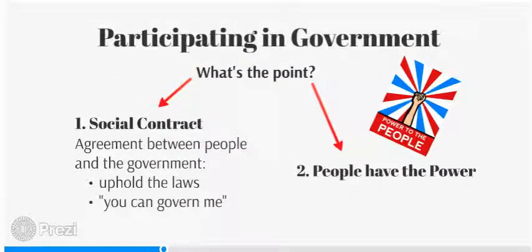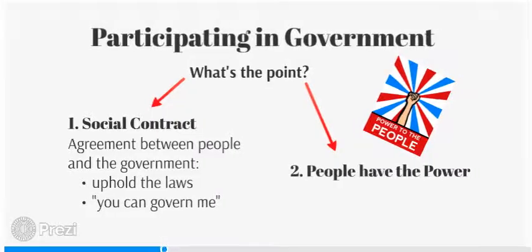All right, so what is the point of participating in government? Number one, you are upholding your social contract. You are giving your consent to be governed by whoever's name you bubble on your ballot. And number two, the people have the power. So why in the world wouldn't you use power if you are given power from the government? And here's a video.